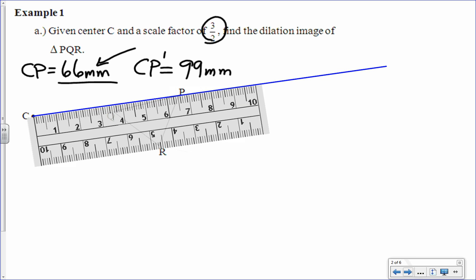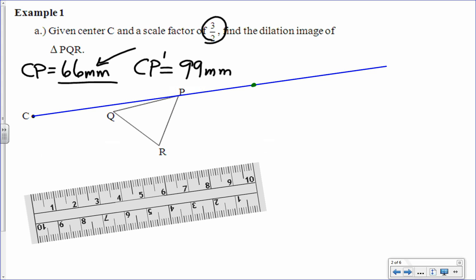Well, here's 90, and then there's 100, so 99 is right about there. You can see that I've tried to line it up with that 99th mark there. Okay. And so that point right there is P prime. Okay. So again, it used to only be 66, now it's 99, 1.5 times the distance from the center of dilation. And that's normally the hardest thing for people.